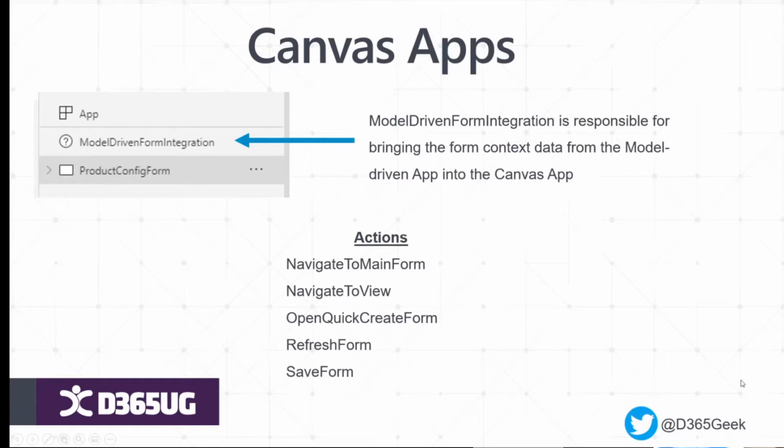These are some of the additional actions we've got as well. We've got navigate to main form, which is what I showed you. We can navigate to view. We can open a quick create form, so we can say, OK, I need to add this, open the quick create form, and it pops out from the right. We can also refresh the form and save the form, which I've showed as well.